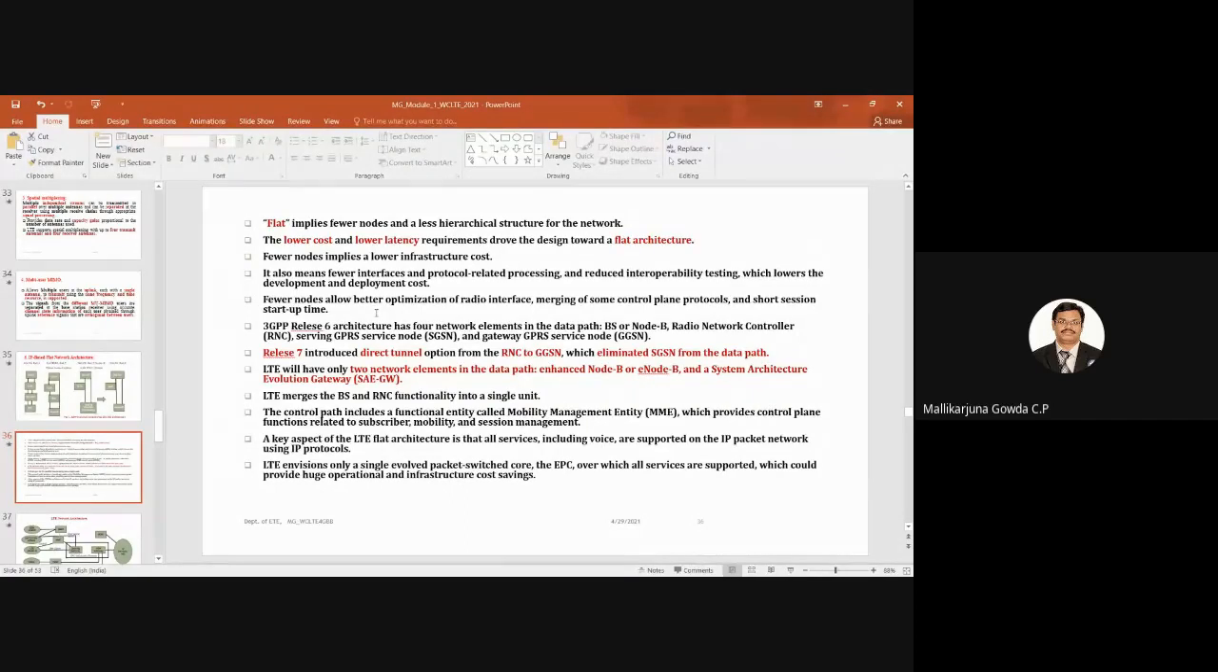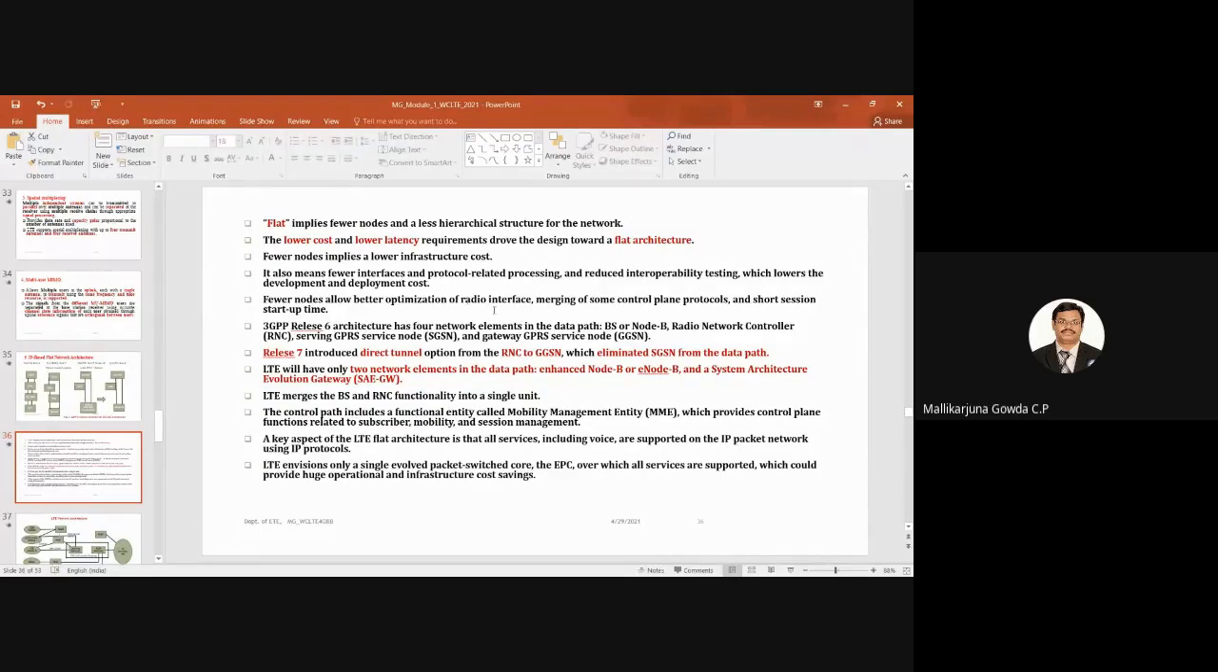So here, the number of interfaces is also reduced because the number of network components is less. So few interfaces and less protocol-related processing reduce the interoperability testing, which will lower the development and deployment cost. Okay, so with that, we will be able to achieve a low-cost network. Few nodes also allow better optimization of the radio interface, right?